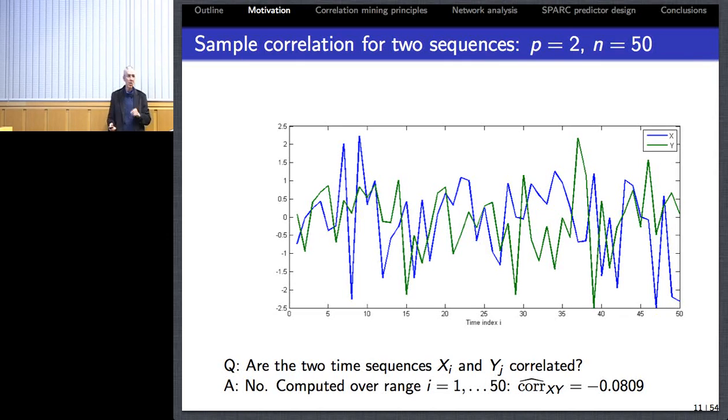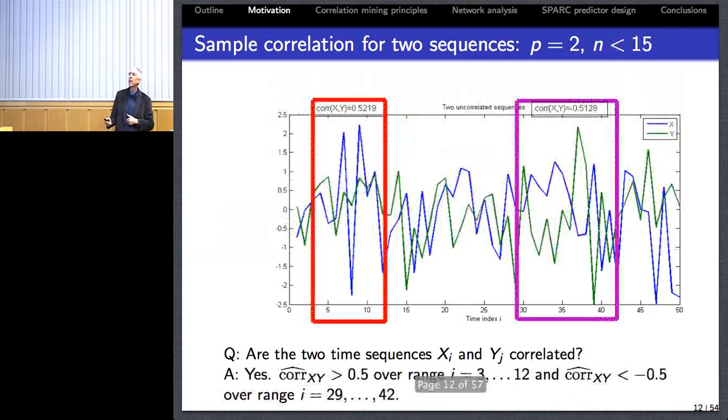However, if you want to be smart about it and say, well, actually, this is collected over time, and I'm doing time studies. I've given some treatment at time 0, and the organism that I'm pulling these samples from is somehow evolving over time. Well, maybe I should divide this up into windows. And you could ask, are there windows where I get 0.5 or greater correlation? And you can easily find windows for which that's the case.